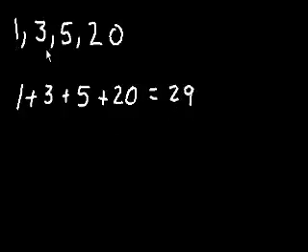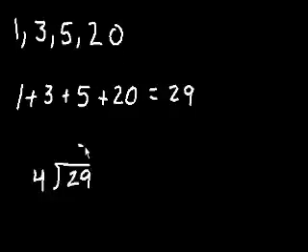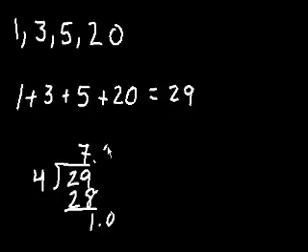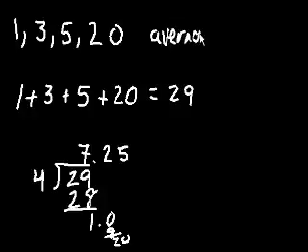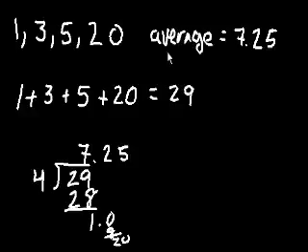And we had four numbers, 1, 2, 3, 4. So 4 goes into 29. And it goes to 7. 7 times 4 is 28, and then we have a 1, and then 10. Well, I didn't have to do that decimal there, but 4 goes into 29 7.25 times. So the average of these four numbers is equal to 7.25. And that might make sense to you because 7.25 is someplace in between these numbers.